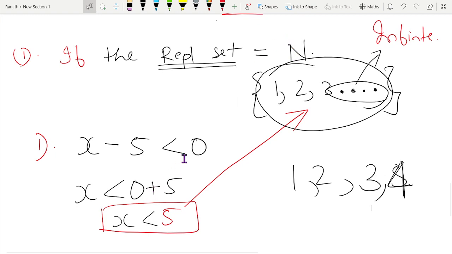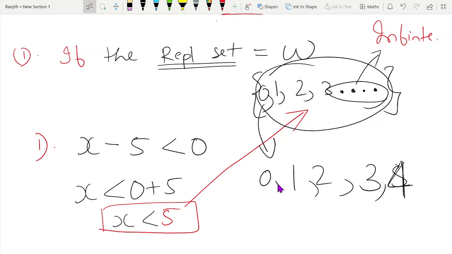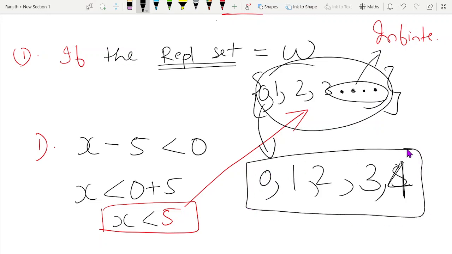Any doubt in this? How to find the solution of this inequation? Okay, what if they give the replacement set as whole numbers instead of natural numbers? Whole numbers start from 0, so 0, 1, 2, 3, 4. What extra number do you have to include here? 0. So this is the final answer. In the textbook they have given natural numbers, but if they give whole numbers, 0, 1, 2, 3, 4 will be the answer.